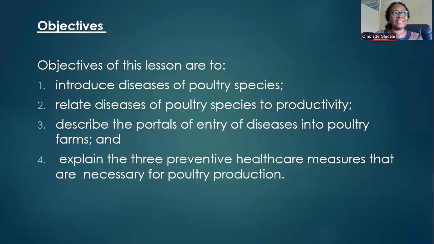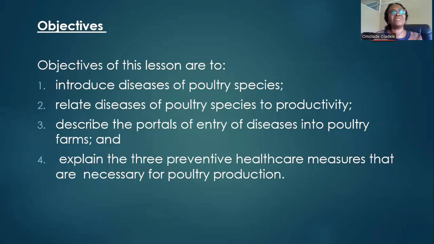Now, going to this lesson, what are the objectives of this very lesson? The first one is to introduce to you diseases of poultry species. It's an introductory course. You will be dealing with the details of these diseases at the 500 level. The second objective is to relate diseases of poultry species to productivity.